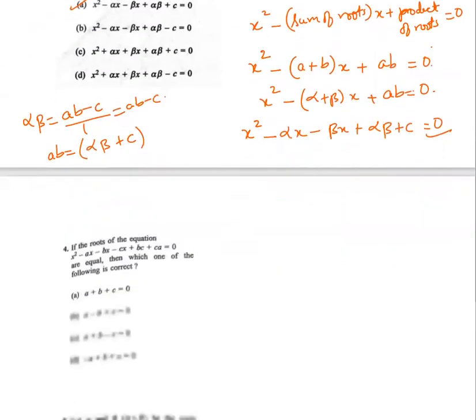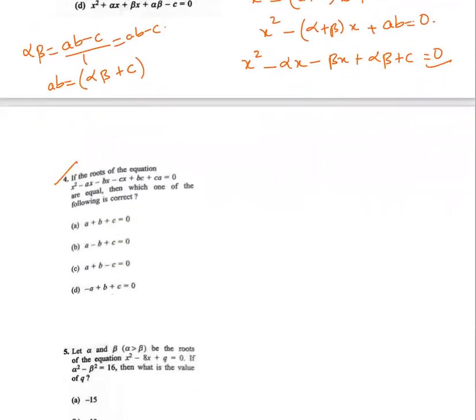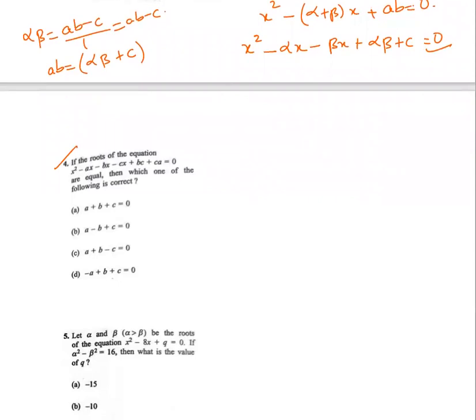Here. Moving on to next one, question number 4. It says, if the roots of the equation x square minus ax minus bx minus cx plus bc plus ca equals to 0 are equal, then which of the following is correct? So condition for equal roots is discriminant b square minus 4ac is equals to 0. Okay, so here I can rewrite the equation like this: a plus b plus c into x plus bc plus ca is equals to 0.